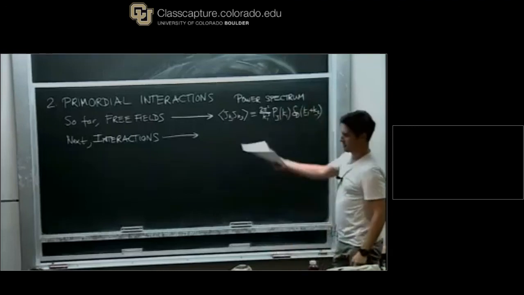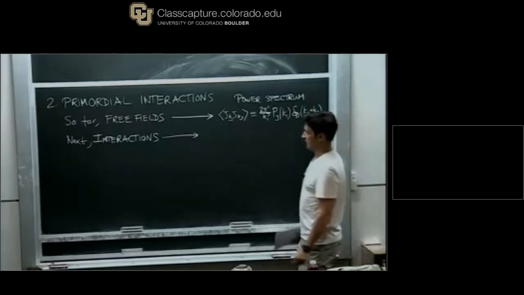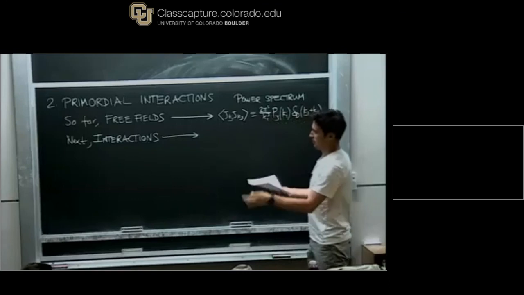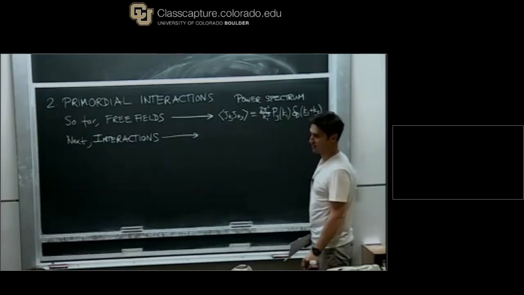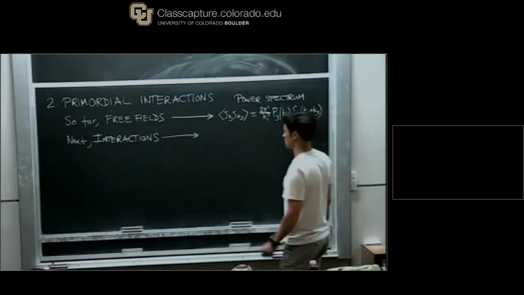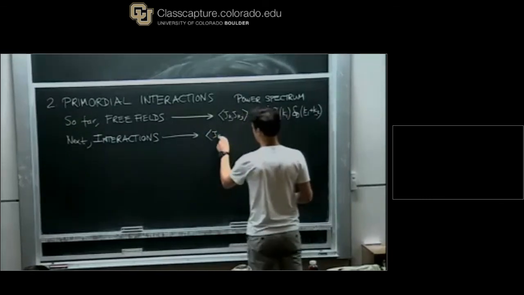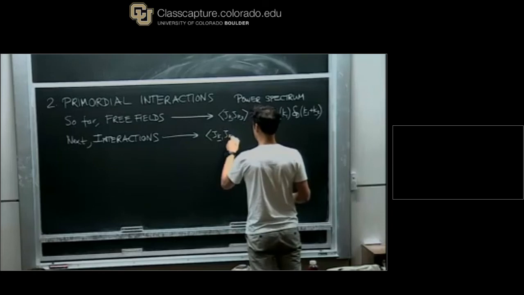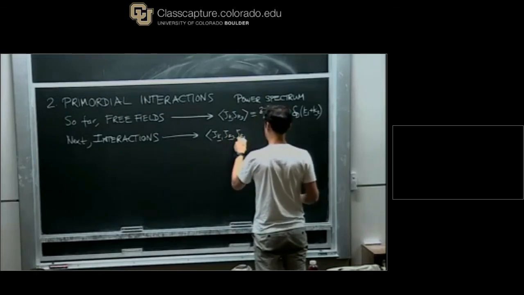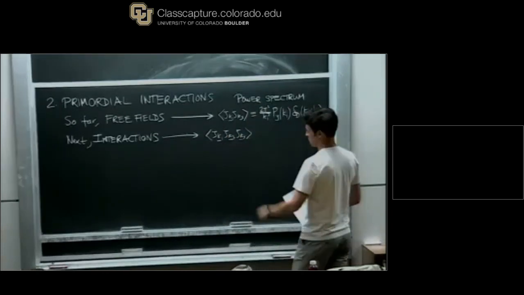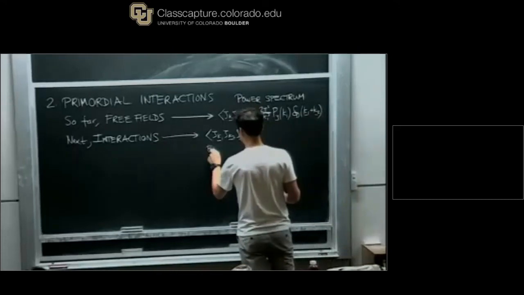And so, as long as these interactions are perturbative, we can start with the lowest order higher point function that's beyond this Gaussian limit, which is the three-point correlation function. So instead of 2 insertions of zeta, we're going to have 3. In Fourier space, this is called the bispectrum.